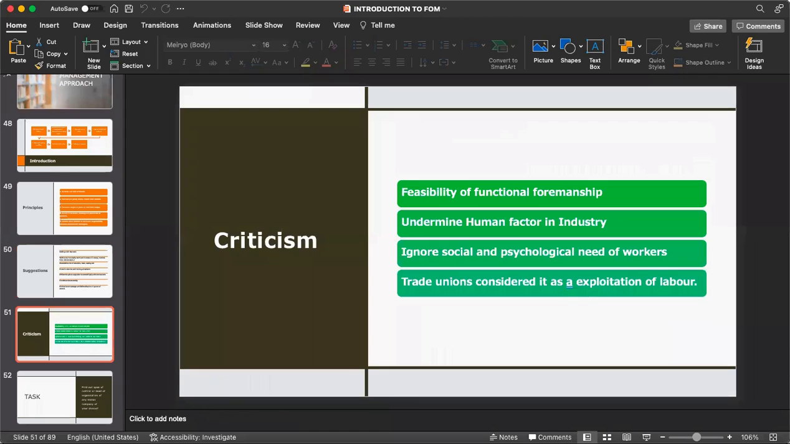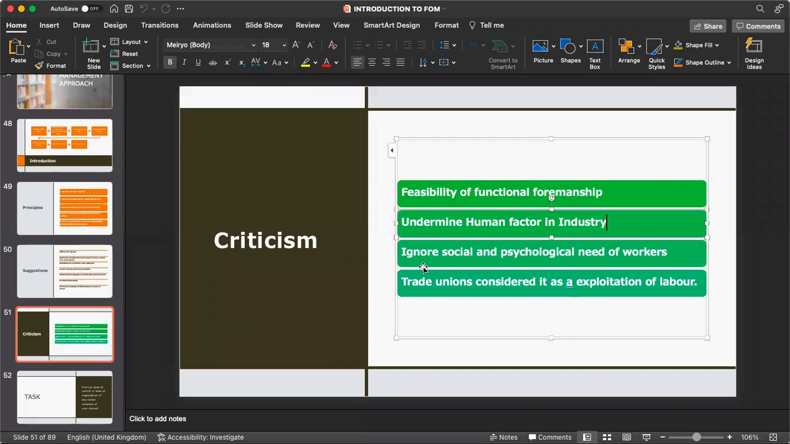First is the feasibility of functional foremanship, because each and every time a particular manager may not be effective in managing their department. Second, it undermines the human factor in industry, because the human factor means the workers we are talking about. The workers should be managed in such a manner that we understand their expectations and their efficiency, because that is not being talked about at all. The caliber is not at all talked about. That is basically your undermining: you have underestimated the human factor in the industry.